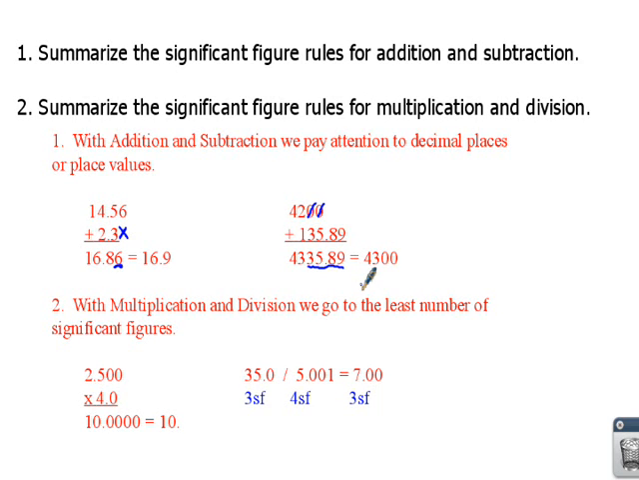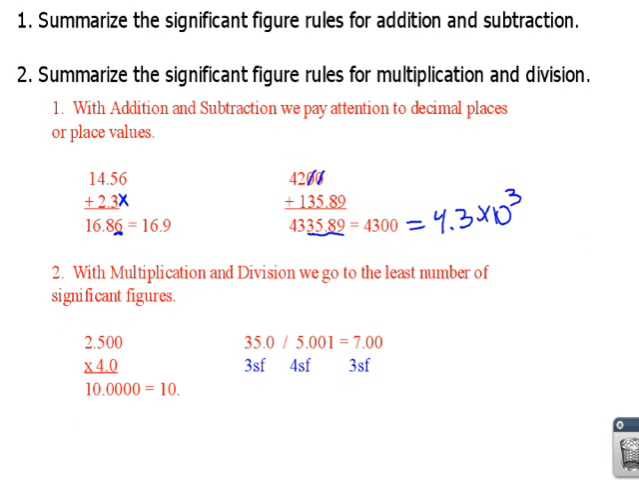But we don't want to put a decimal down, because then that would turn those zeros back on. We want it to be 4,300. We could also write this in scientific notation to get rid of those trailing zeros so they'd be less confusing. So 4.3 times 10 to the third power would put it in scientific notation and only show the two sig figs we wanted. With multiplying and dividing, we go to the least number of significant figures.